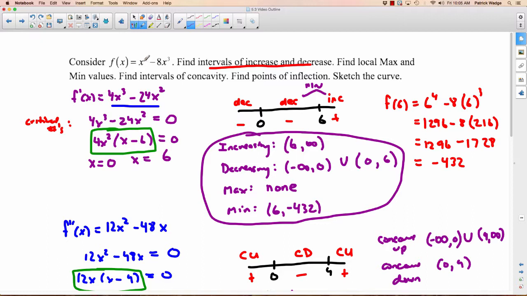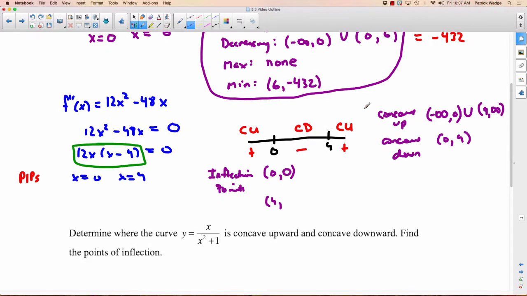You're going to have 4 to the 4th power, which is 256. Where am I going to do this? f of 4 equals 4 to the 4 minus 8 times 4 cubed, which equals 256 minus 8 times 64. So that's 256 minus 512. And if you do that, you're going to get negative 256. So the inflection point is at 4 comma negative 256.